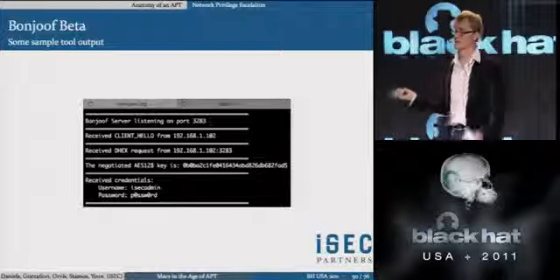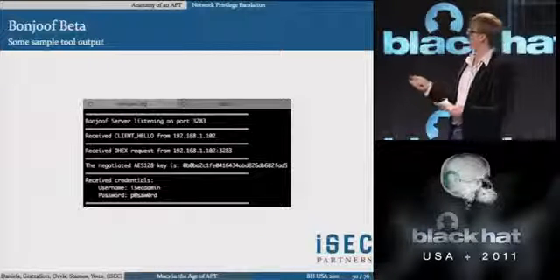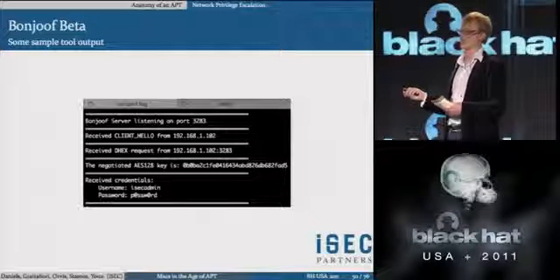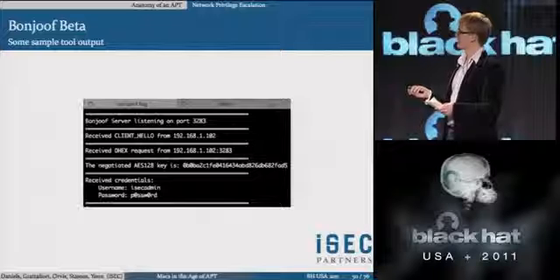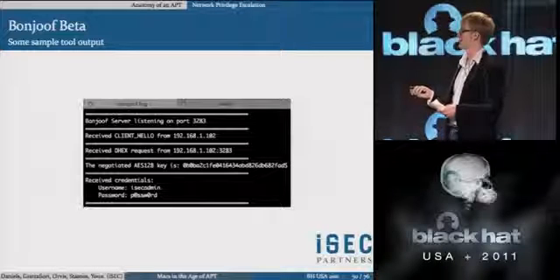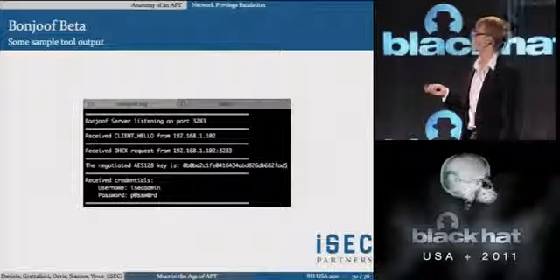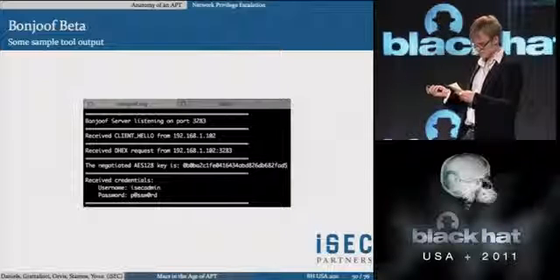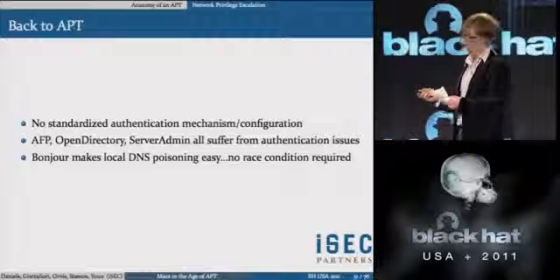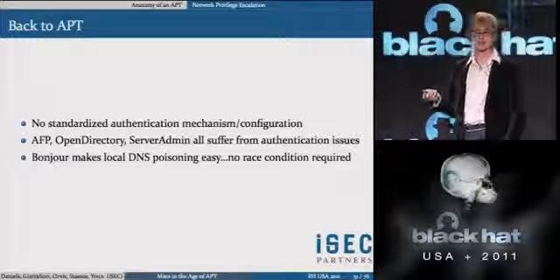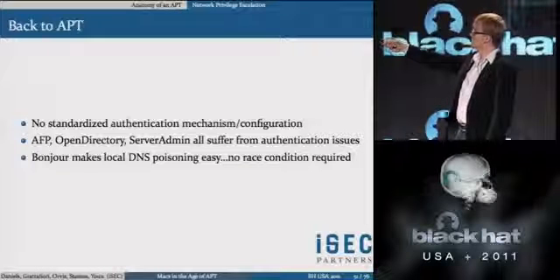So here's some sample output from our program. It basically just shows that we have our Bonjour server running. It receives a connection from Remote Desktop, performs the standard authentication with Diffie-Hellman, getting an AES shared key, and then it sees the credentials from the administrator. And a big point here is that no user interaction was necessary for this attack to work.